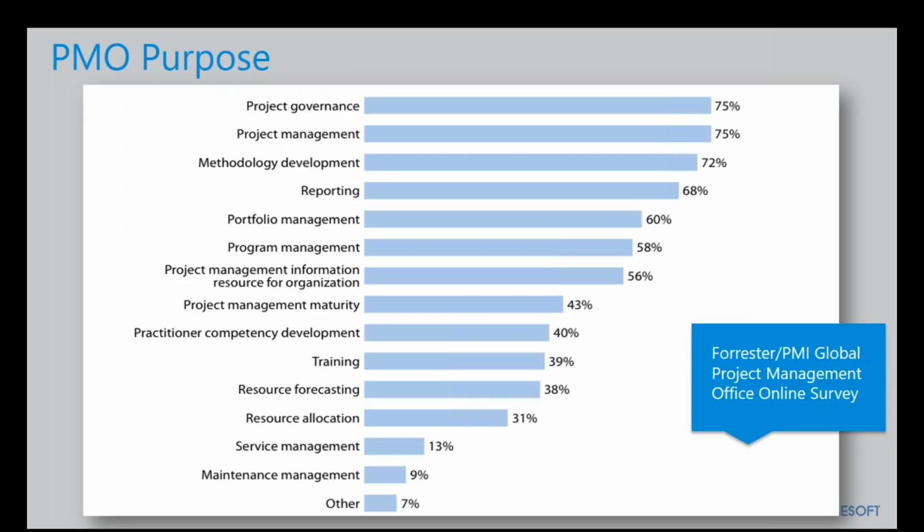So from a PMO purpose perspective and the wide variety of people's perspectives on that, analysts have been doing surveys on this for quite some time. And the Forrester PMI Global Project Management Office Online Survey most recently came up with these. And they vary and they change in order a little bit from time to time. But if you look at what people's perceptions are of what a PMO should be doing, project governance falls up at the top with overall project management. Very close behind is methodology development, and then very high on the ranking is reporting.